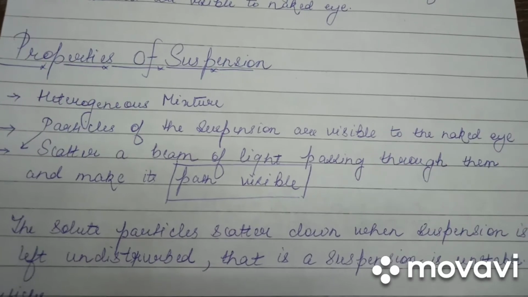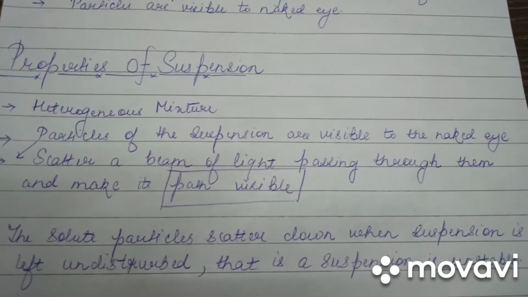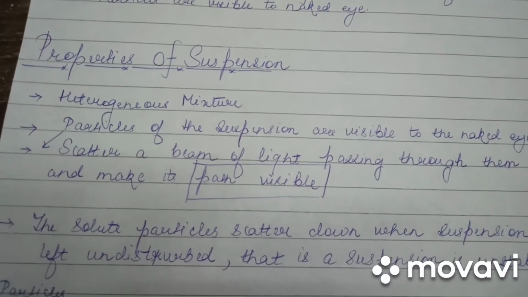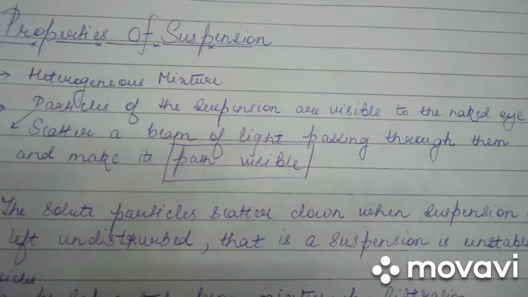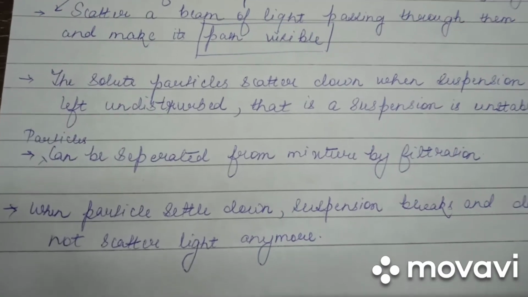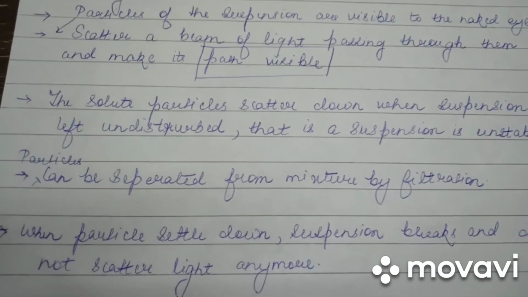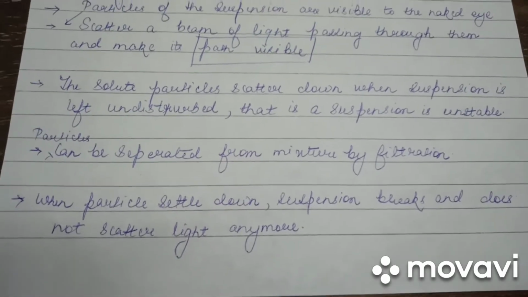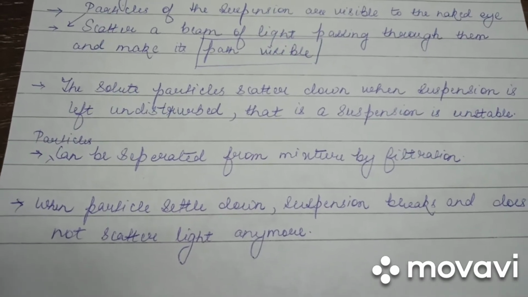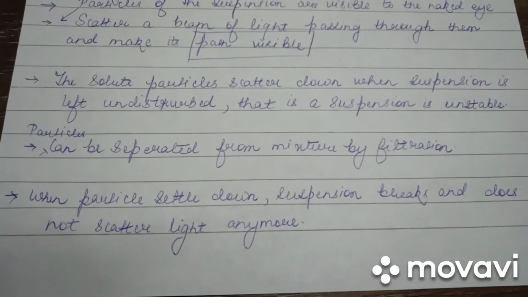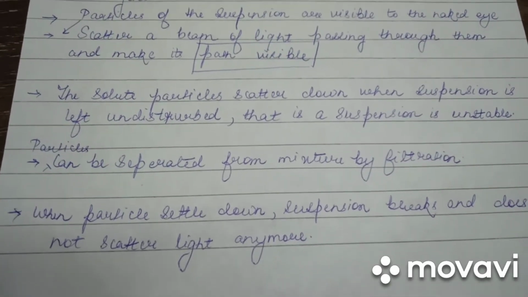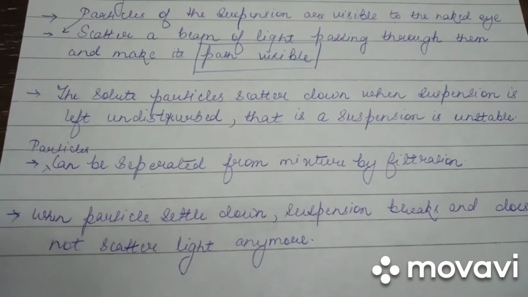The solute particles settle down when suspension is undisturbed. If a suspension is left at rest and is not disturbed, all the solute particles settle at the bottom. That is, a suspension is unstable. Further, particles can be separated from the mixture by the process of filtration. And when the particles settle down, suspension breaks and does not scatter light anymore. Due to the settling down of particles to the bottom of the vessel, the scattering of light doesn't happen anymore, as a result of which the path of light is not visible.